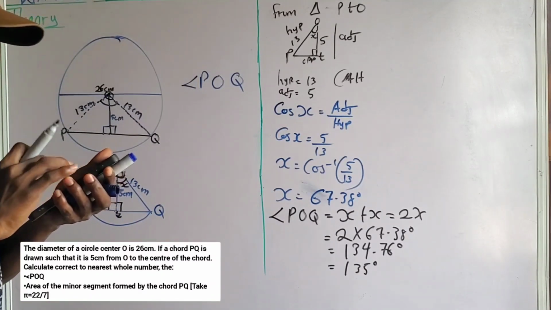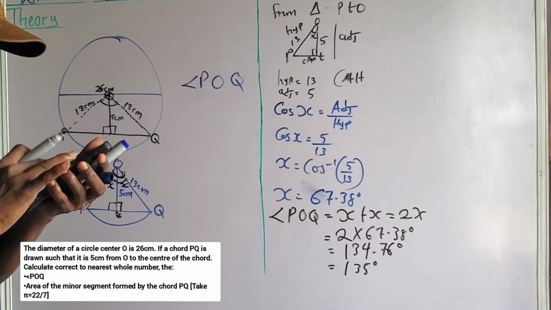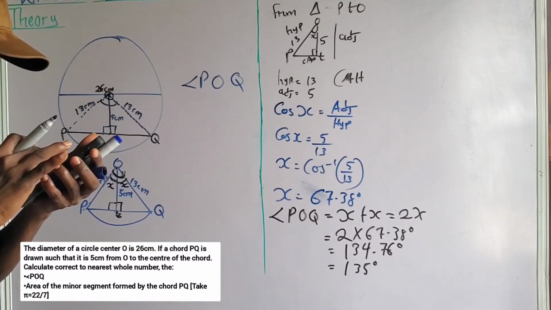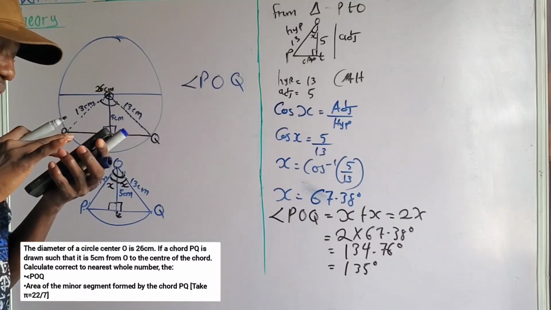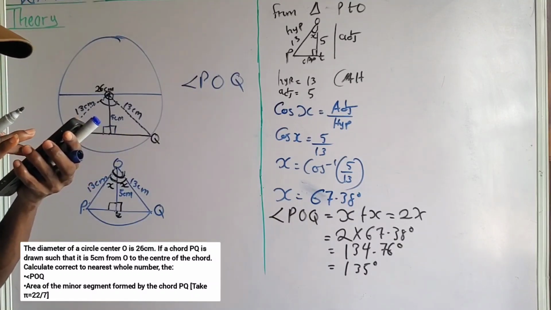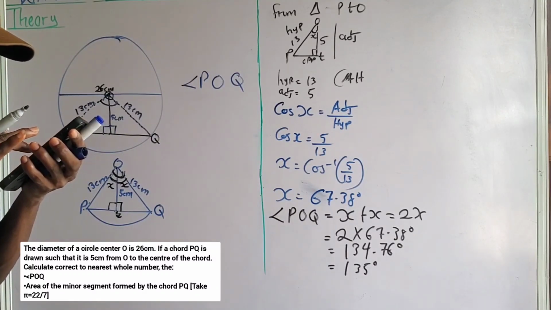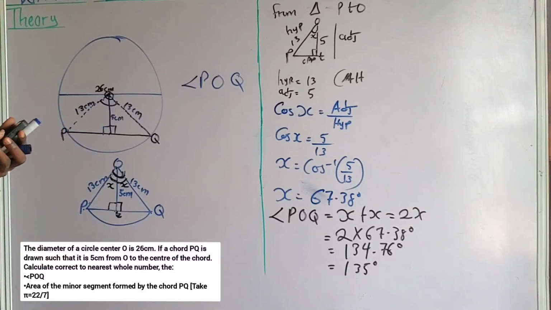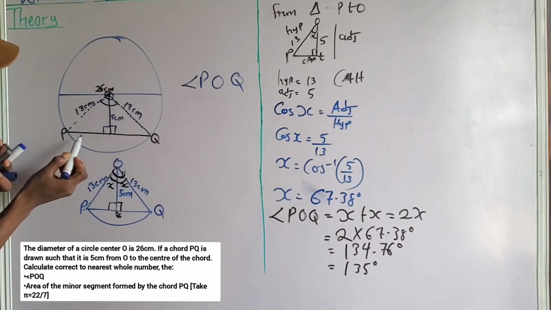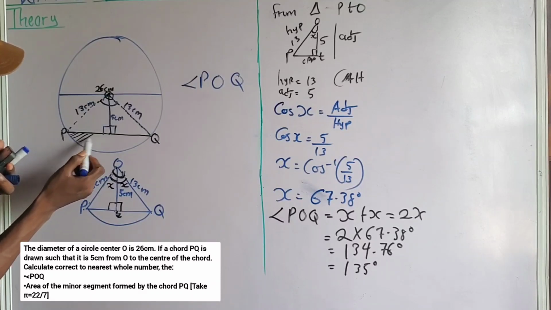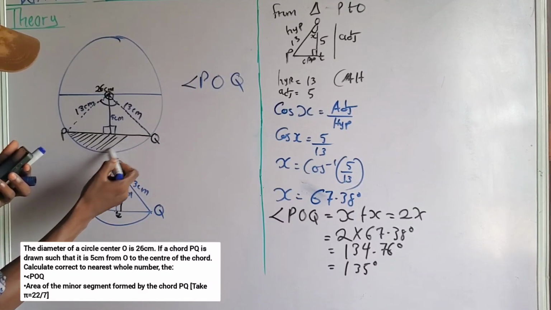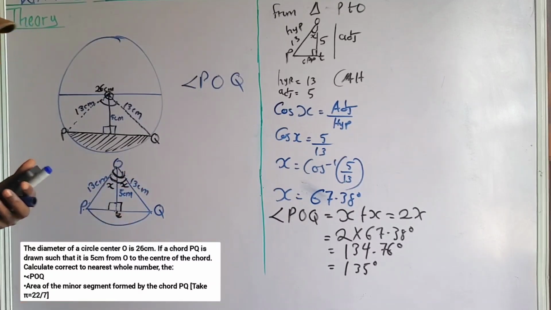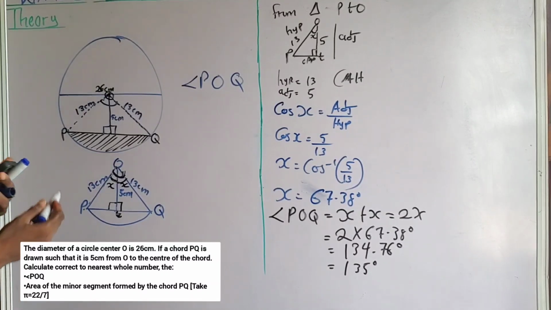Okay, now we are not done with the question. We are asked to calculate the area of the minor segment formed by the chord. This is the area that we are looking for. You can see the area that I painted. That is the area that we are looking for.